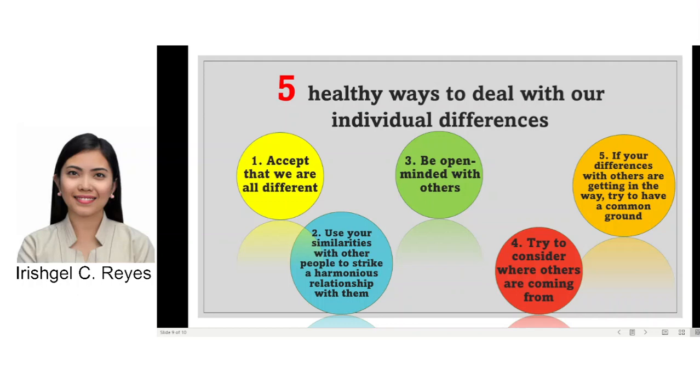So, you cannot impose your beliefs. Hindi mo pwedeng sabihin, ganito dapat ganito, dapat ganyan. Okay, values and cultures to others, the same way that they cannot do unto you. Ganun din, hindi nila pwedeng i-impose sa'yo na dapat ganito ka kasi ganito kami. No, we are all different.